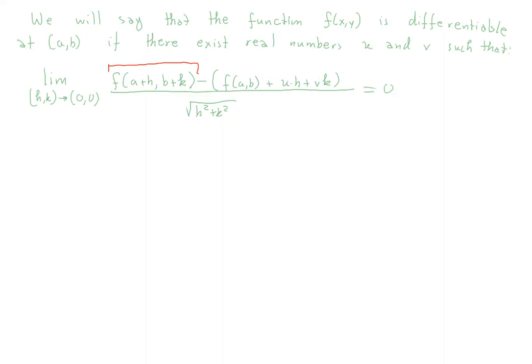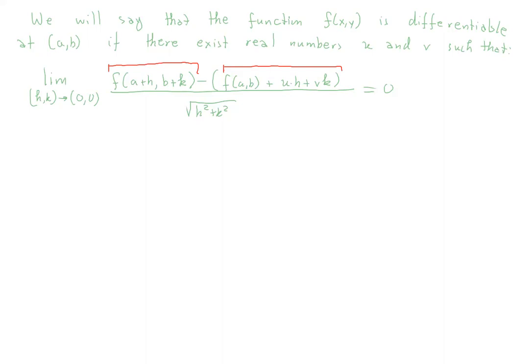Then, what is this? This is a linear function. It depends on h and k that has the same value as f of xy at the point AB. So we're pretty much saying that our function, the given function f of xy, can be approximated by this linear function in a very, very strong way. So not only their difference tends to 0 as h and k tend to 0.